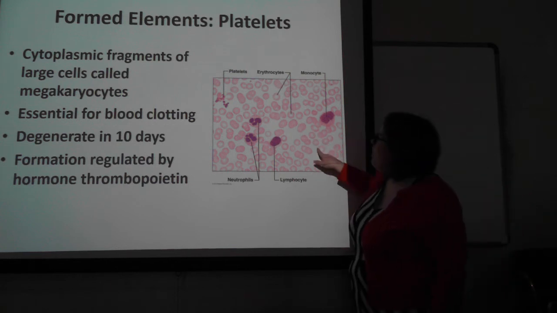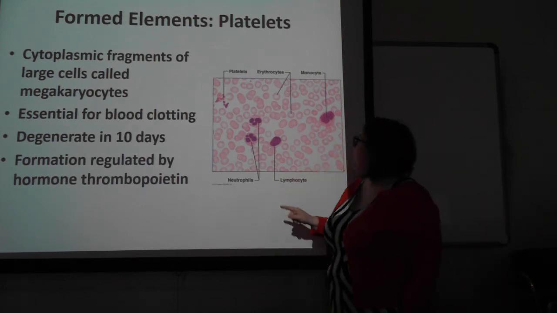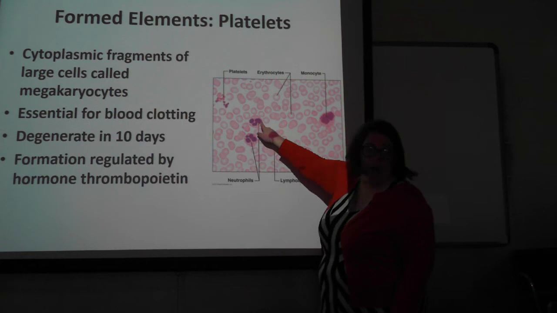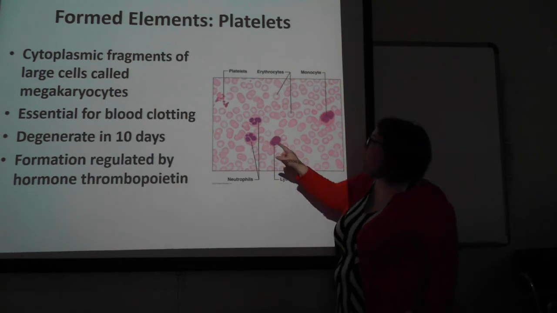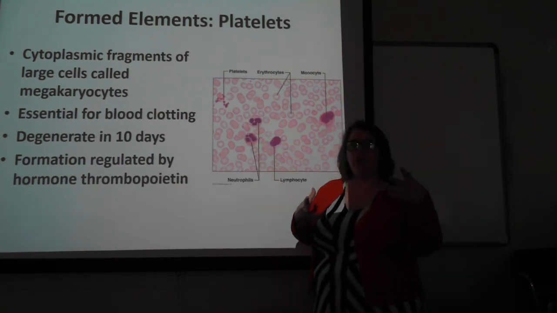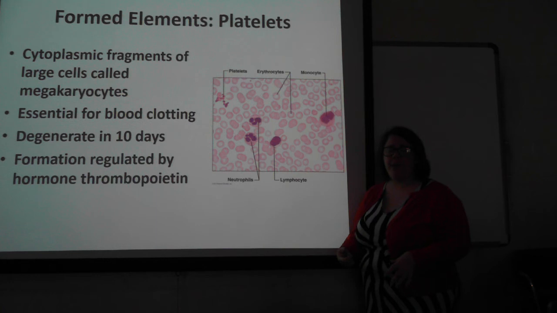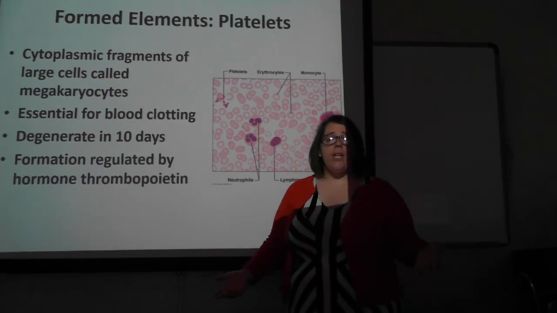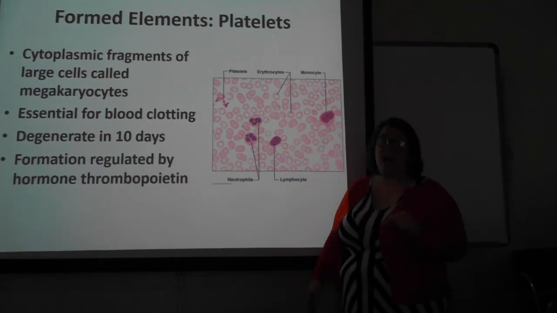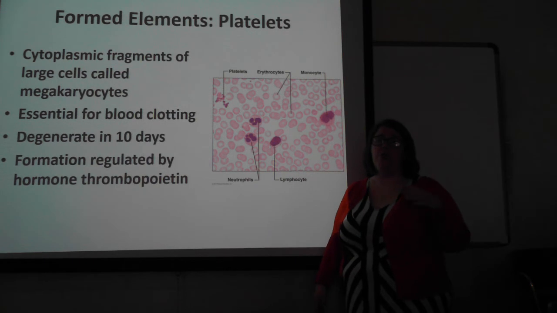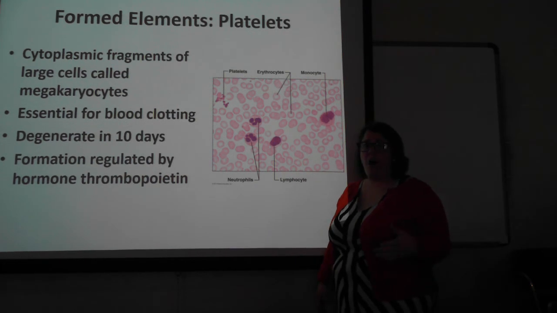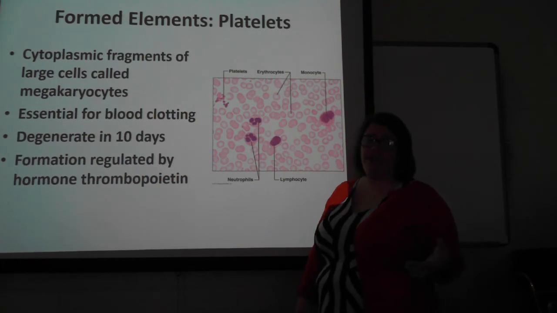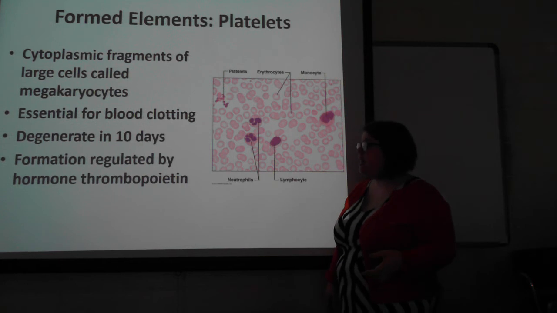We see all these erythrocytes. We see 4 different white blood cells on this picture. And up here we see this little cluster of platelets. Platelets are very small, and we need them for blood clotting. They do not last long at all. They are the most short-lived of all of the formed elements. They only live for about 10 days.